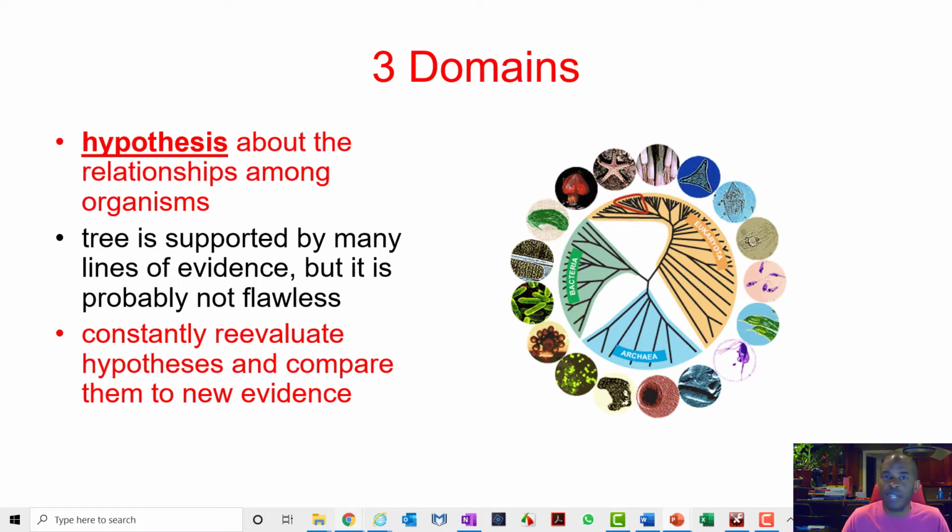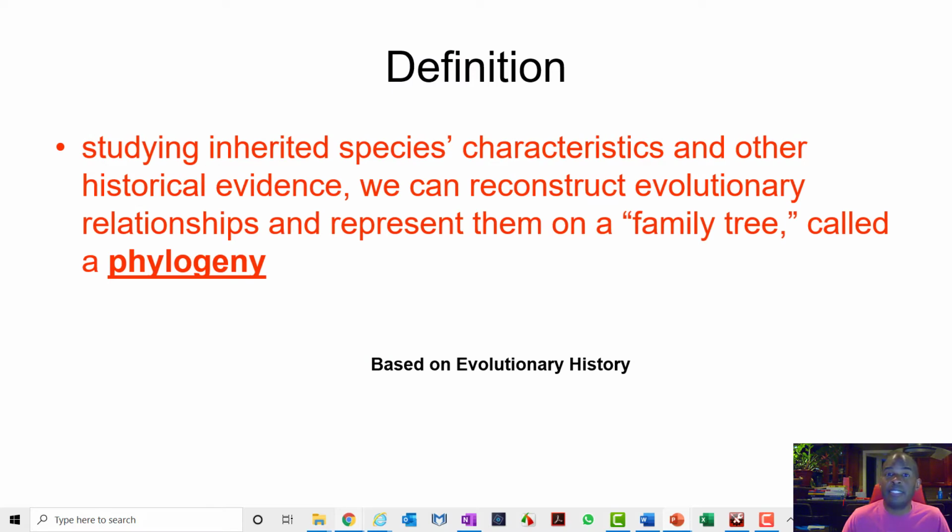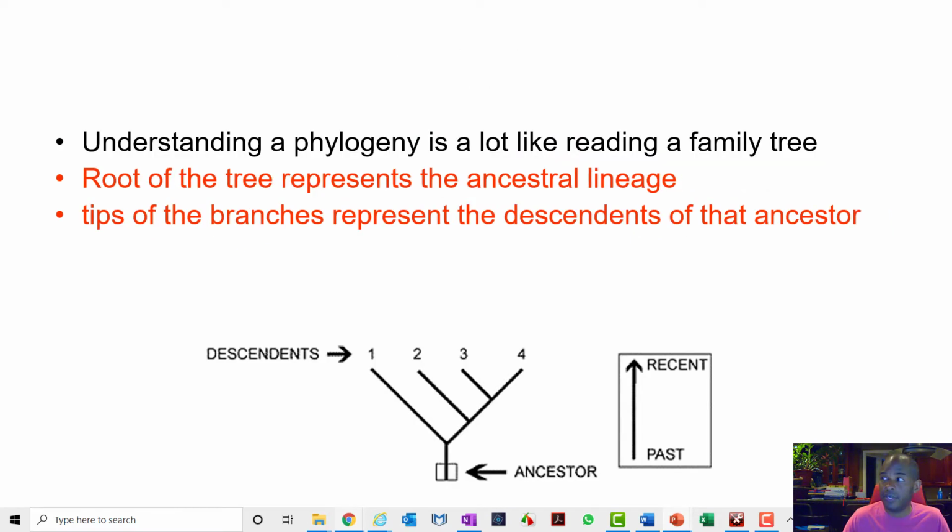Understand that phylogenetic trees and classification schemes are hypotheses. They are a prediction based on the evidence and supposition of how organisms are related to one another. All right? So by definition, when you study inherited species characteristics and other historical evolutionary relationships, we put them all together in this big visual diagram known as a phylogenetic tree. And this study is known as phylogeny. Phylogeny is classification based on evolutionary history.